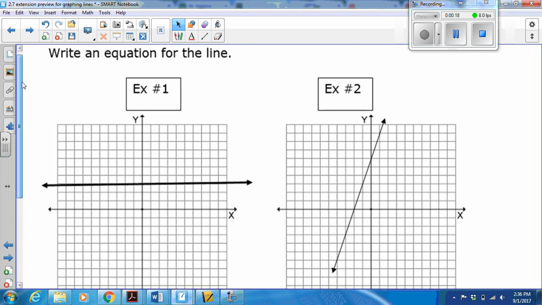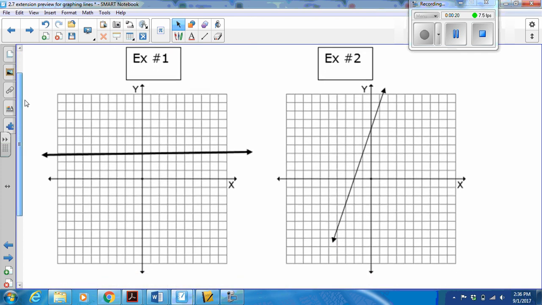Now all these are going to be linear equations. So you should always have y equals and then whatever your linear equation is. So let's start with example 1. As you can see, this is supposed to be a nice horizontal line. It's a nice straight horizontal line.